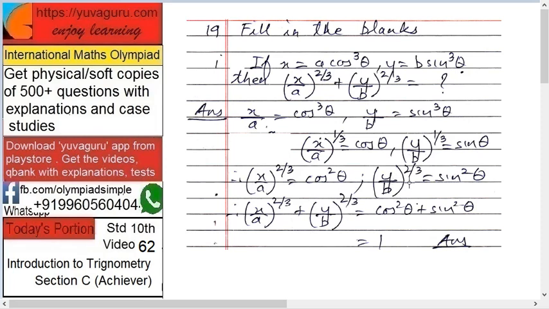Now add them as given in the question. So what we get, cos square theta plus sin square theta, that is equal to 1. So that's the answer.